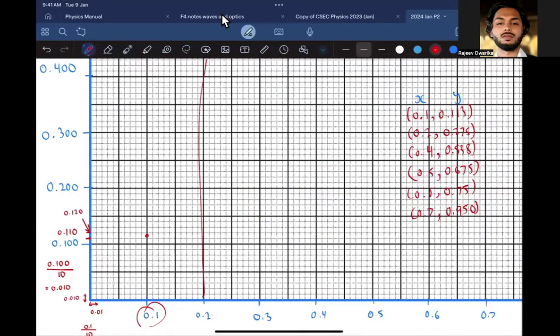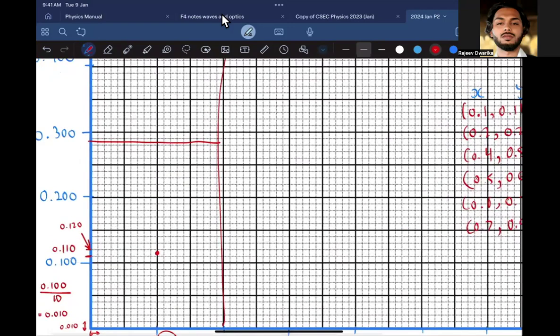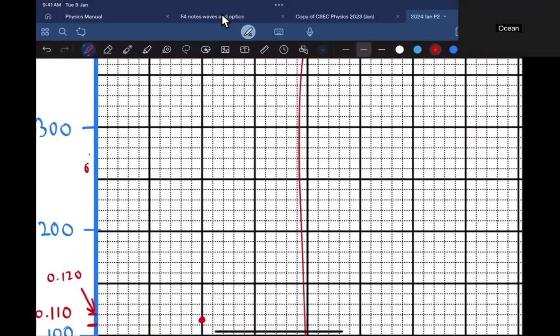That's it. And so to plot that point, it is going to be 0.2 and 0.275, which will be right here. Yes or no? Let me know if you understand that. Yes. This could be 6, this could be 7, this could be 8. So it'll be right here.